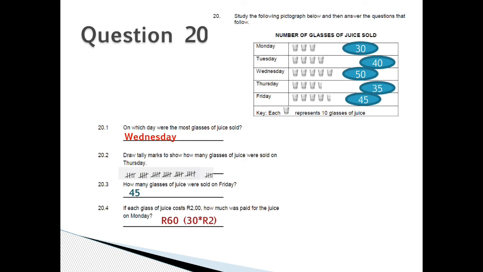How many glasses were sold on a Friday? We can see that 45 glasses of juice were sold on a Friday. If each glass of juice cost 2 Rand, how much was paid for the juice on Monday? So it will be 60 Rand because 30 glasses times 2 Rand is equal to 60.